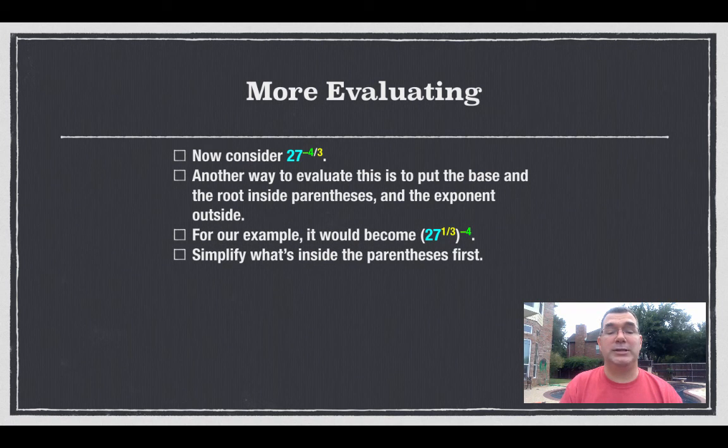So let's simplify what's inside the parentheses first. 27 to the 1/3 is the same thing as the cube root of 27, which is 3. Then I take that 3 and raise it to the -4. That is the same thing as 1 over 3 to the +4, which is 1 over 3 times 3 times 3 times 3, which is 81. So my answer is 1 over 81.